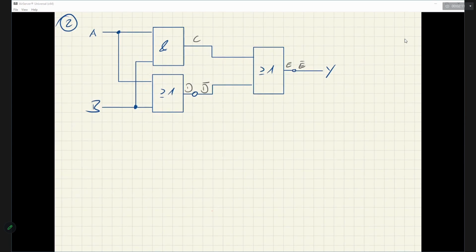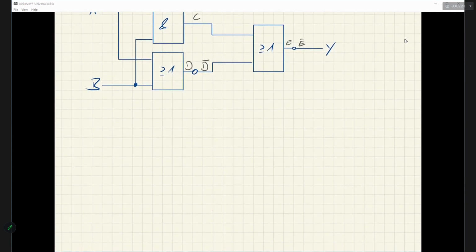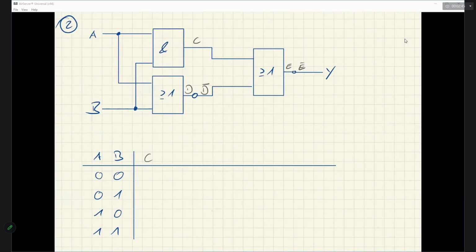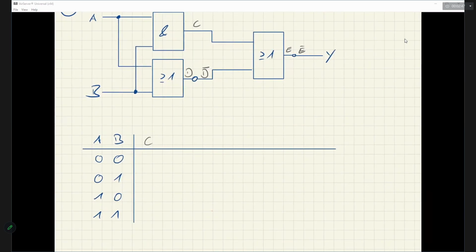And now we have 2 input bits. So overall, we have just 4 different bit patterns that we have to look into. So let's write them here, A, B. And AB can be 0 0, 0 1, 1 0, and 1 1. That's it. Now let's look into C. So C is 1 if both inputs are 1. So that's the case here.